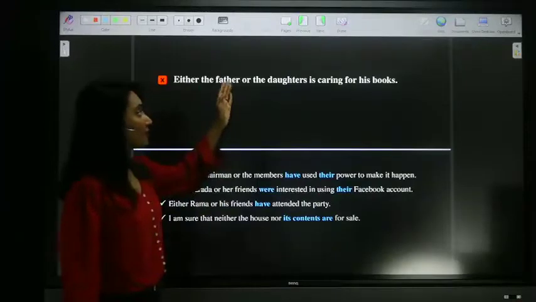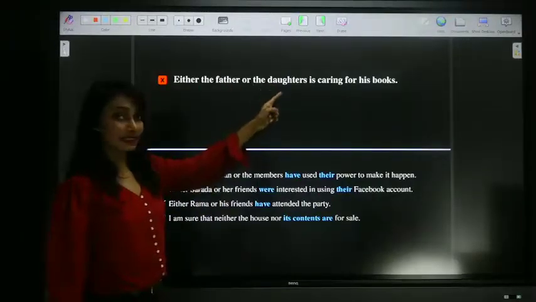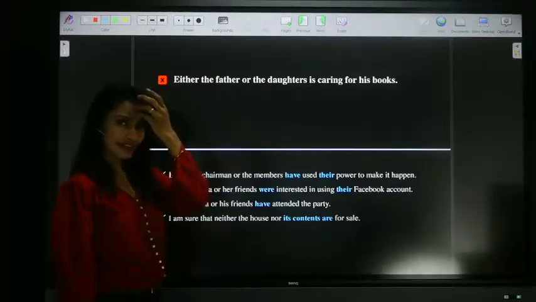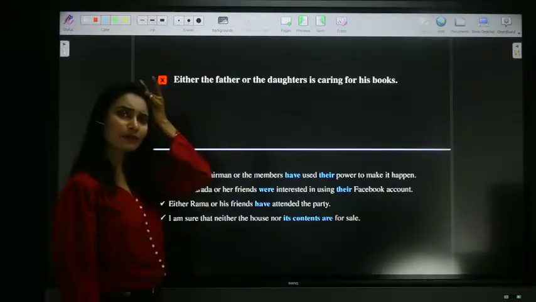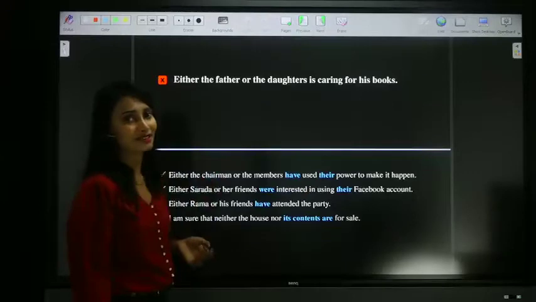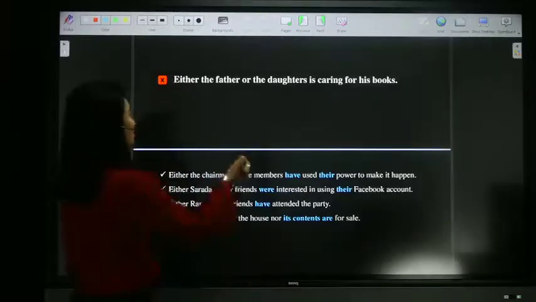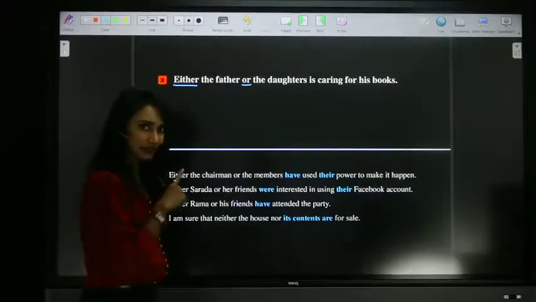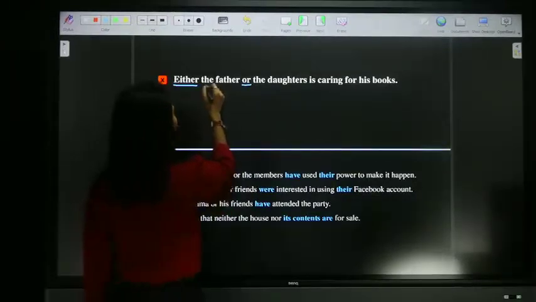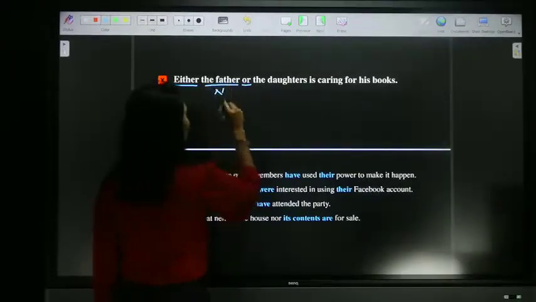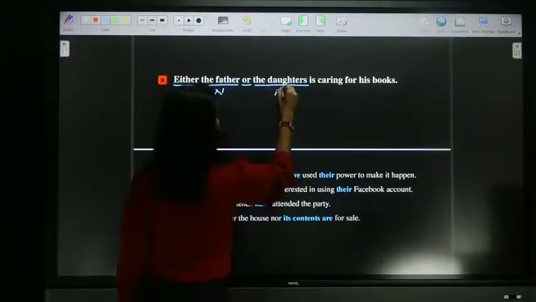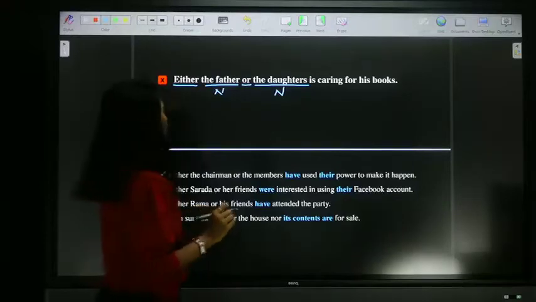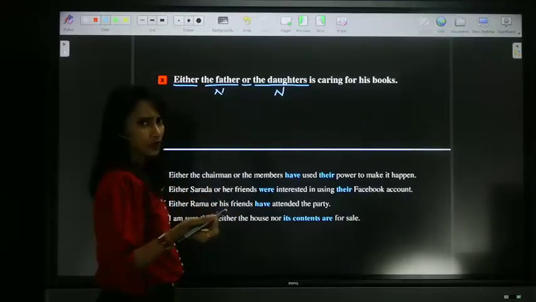Either the father or the daughters is caring for his books. Now, again, see, we got one more example from principle of proximity, the correlative conjunctions. Either or pair is correct. Either followed by the father, noun, or followed by the daughters, noun. Both are correct. Fine. Now we have to go to principle of proximity.